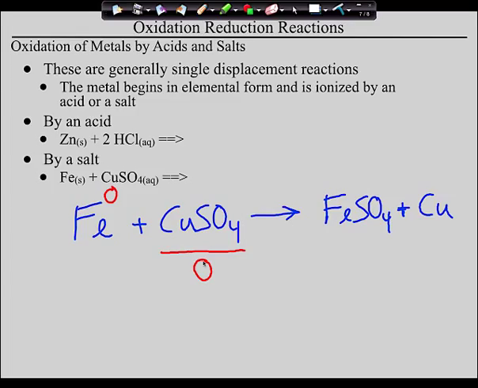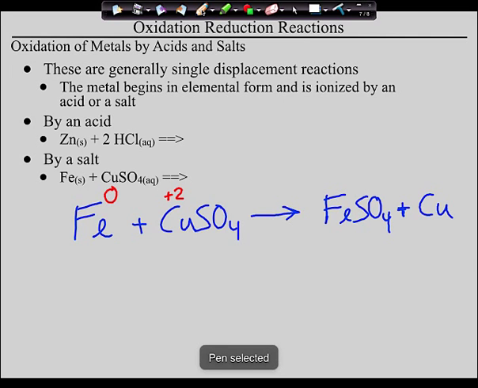How do we know that copper is +2? Because it's bonded to sulfate, and sulfate is -2. So guys, this is +2. But now we got a problem. We need to know the oxidation numbers of the sulfur and the oxygen. You ready? Here's how to do this. This is a little different.